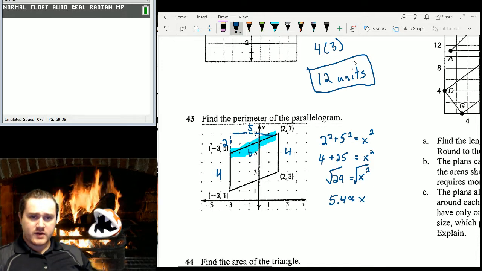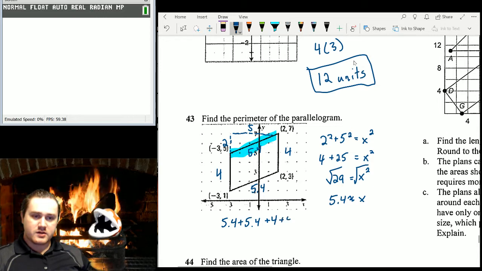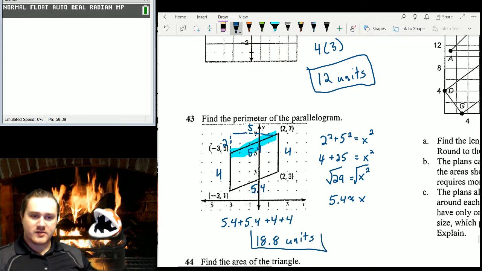So now if I know that this side is 5.4, I know that the opposite side is 5.4 too, and I can just start adding up. So 5.4 plus 5.4 is 10.8, plus 4 plus 4. That ends up being 18.8 units. And all you have to do for perimeter is add them all up.